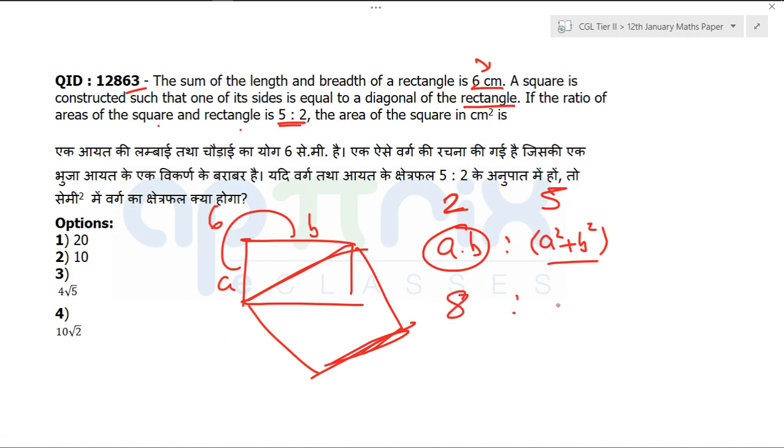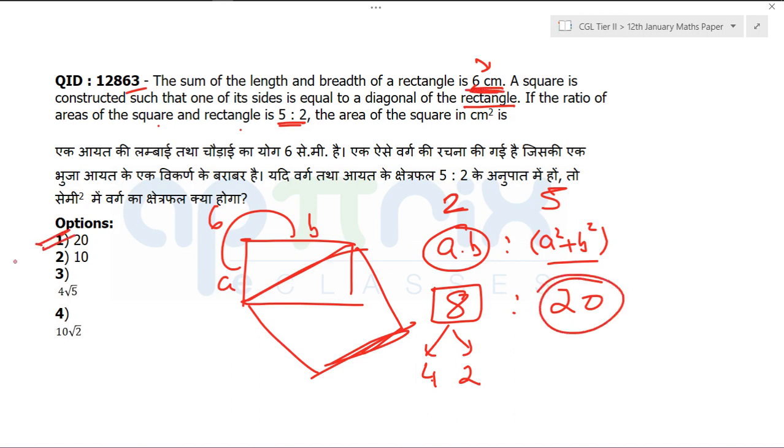This will become 8, this will become 20. And if you write this 8, just understand one thing, this will become 4 and 2. And just clearly see here, 4 and 2 is actually 6. Then area will be how much? 8. So this condition is now satisfied. That means this becomes area of the square, 20.